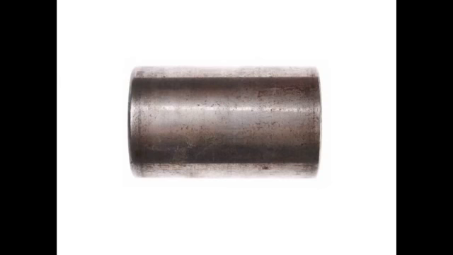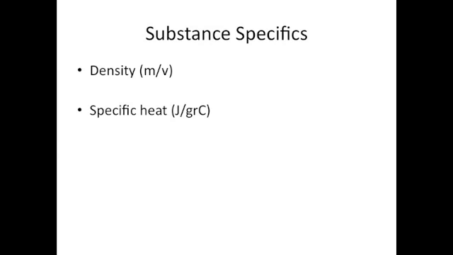So we have this mystery object. We found it in our garage. We have no idea what it is. In order to find out what a specific substance is, you have to calculate things that are specific to it. Things that are specific to substances are the density, the specific heat, and the melting point.